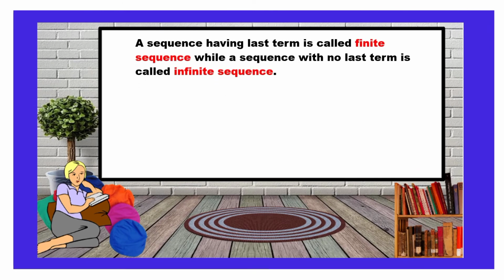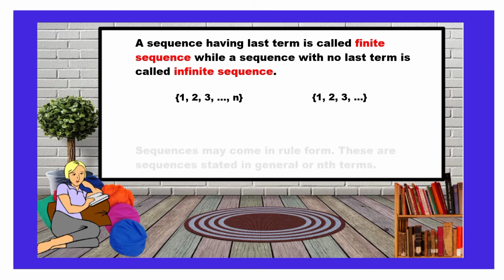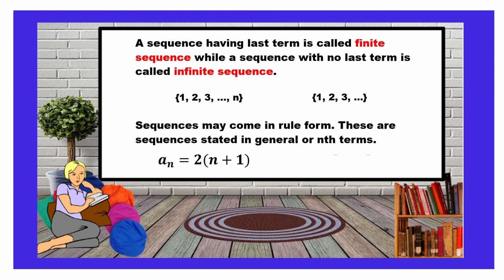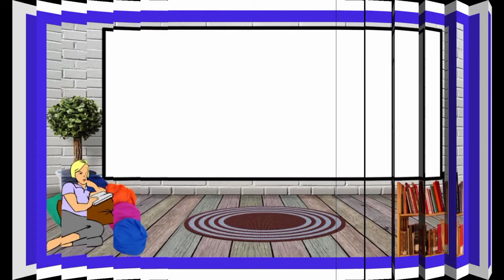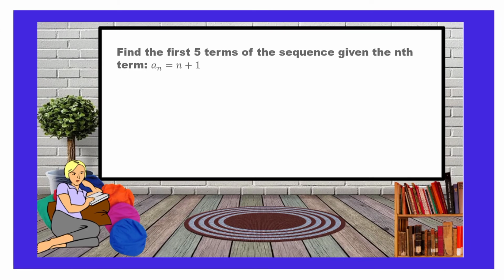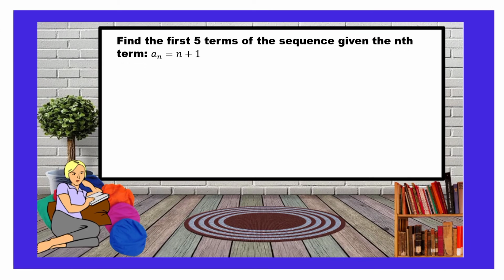A sequence having a last term is called a finite sequence, while a sequence with no last term is called an infinite sequence. Sequences may come in rule form. These are sequences stated in general or nth terms. Examples are a sub n equals 2 times the quantity n plus 1 and a sub n equals 2 plus 2n.